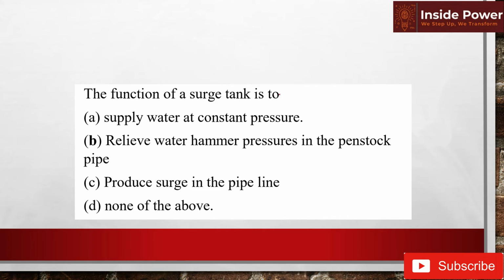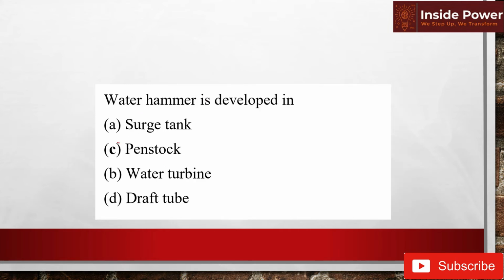The function of the surge tank is to supply water at constant pressure? No. Relieve water hammer pressure in the penstock pipe, yes, it relieves the water hammer pressure in the penstock pipe. Produce surge in the pipeline? No. None of the above? No, so option B is the only correct one. Is the water hammer developed in the surge tank? No, in the penstock, because the penstock has the capability to force the water to the turbine so that the turbine can move and generation can move forward.